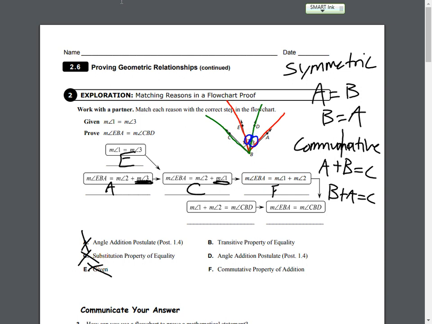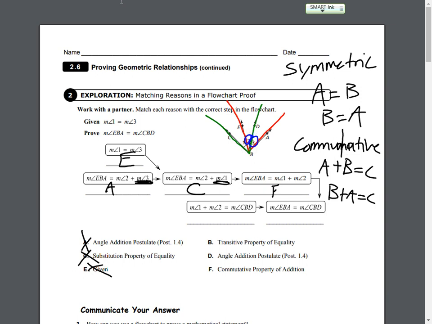Commutative, we're flipping what's on what side of the addition sign or subtraction sign, right? Not what's on the other side of the equal sign. Please get this in your head. The commutative property is much more used than the symmetric property. And we use the commutative property a lot more.